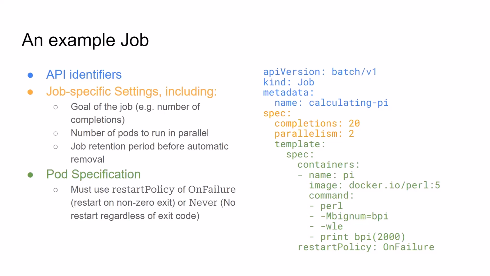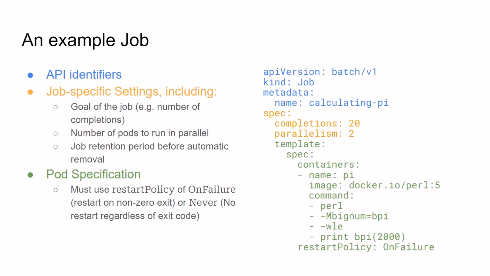And I don't have this shown here, but also a retention period before automatic removal of the job, which is something I'll be addressing when we demo it shortly. Finally, there's the pod specification. If you're familiar with Kubernetes deployments, then you'll know that this pod specification is defined under the template, and everything that you might know about a Kubernetes pod is going to apply here. This is an embedded pod specification, so every field, aside from the metadata name, is valid.